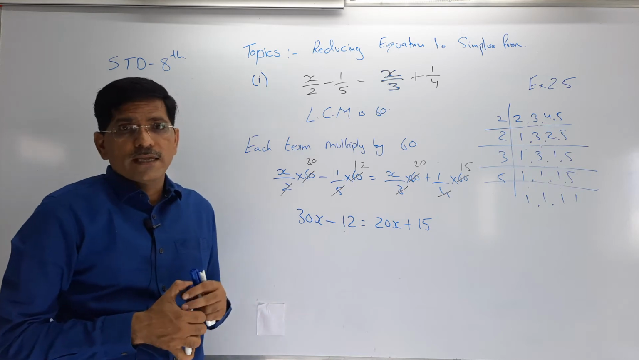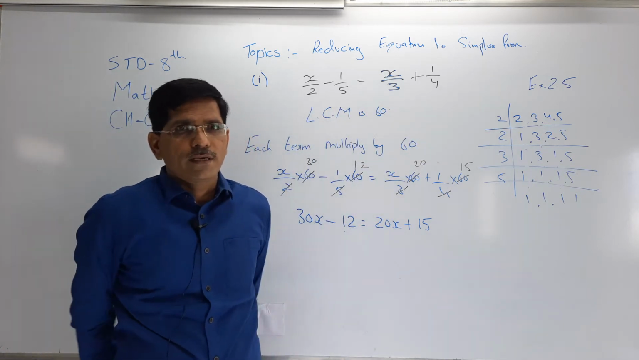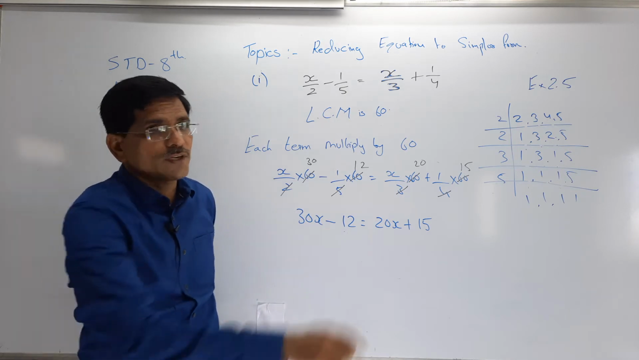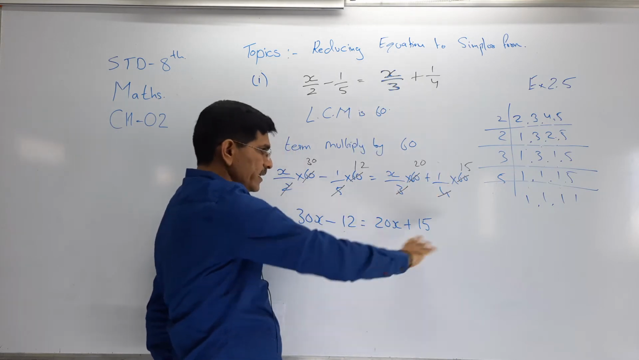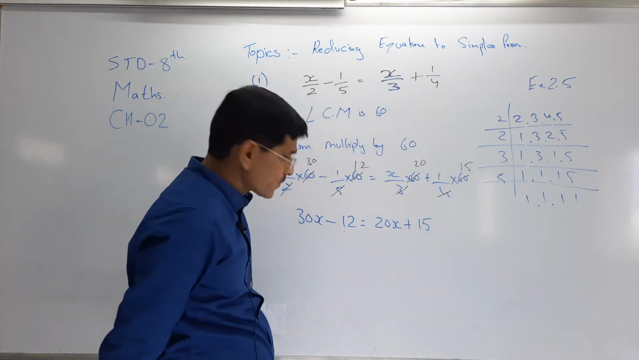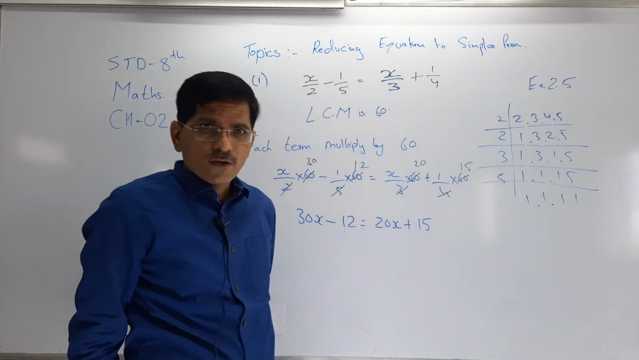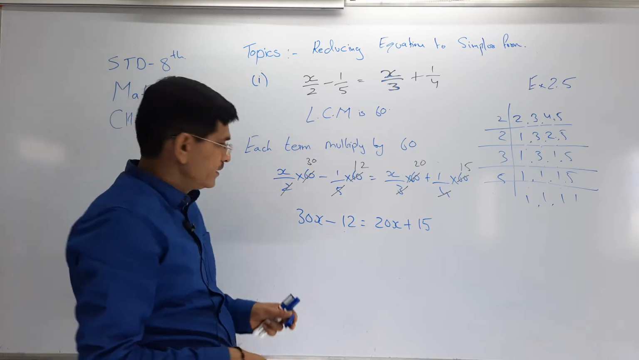So, you will see that if big terms are there with denominators, 4 different types of terms, 2, 5, 3, 4, we have to convert them easily into one equation in the simplest form. That is why the topic is simpler form. So, it is very simple. Now we can do it easily.